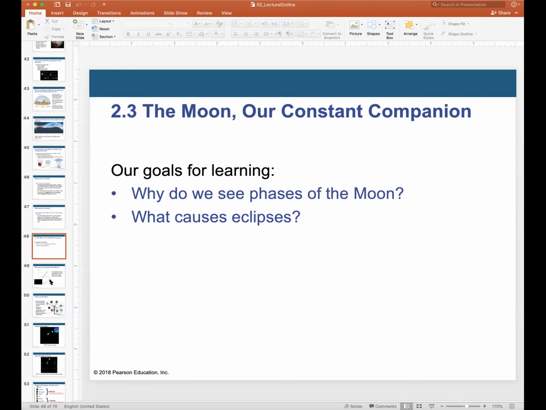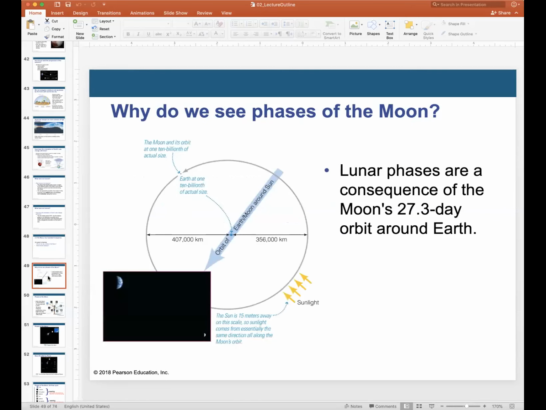Chapter 2, Part 3. This is our last part. So we want to know, why do we see the different phases of the moon? Lunar phases are a consequence of the moon's almost 28-day rotation around the Earth, 27.3 days to be exact.